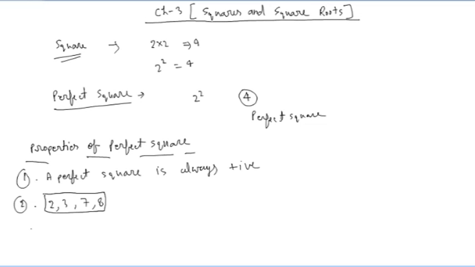Property 3 is that the number of zeros at the end of a perfect square is always even. Suppose I have the number 1000. Here the zeros are odd in number, 1, 2, 3, so it is not a perfect square. But if I write this number with even zeros, then it is a perfect square. So in a perfect square there are an even number of zeros.